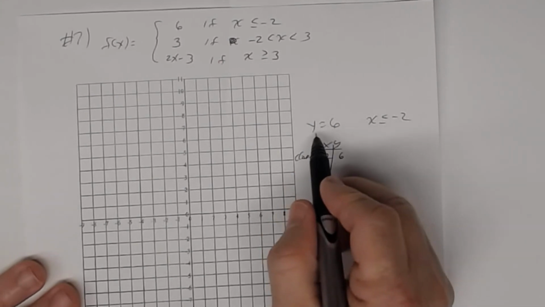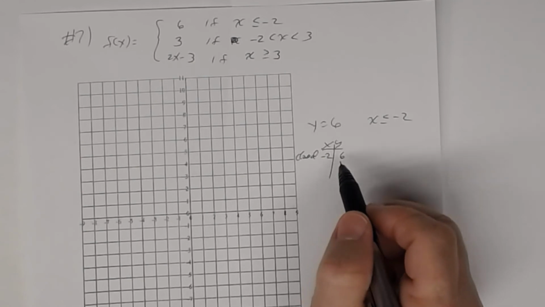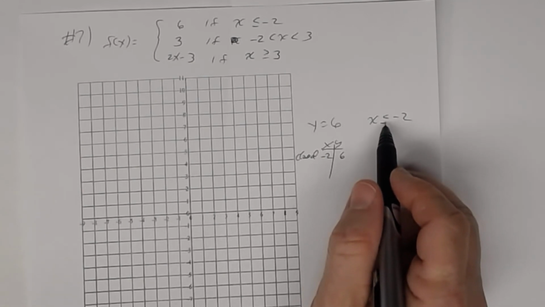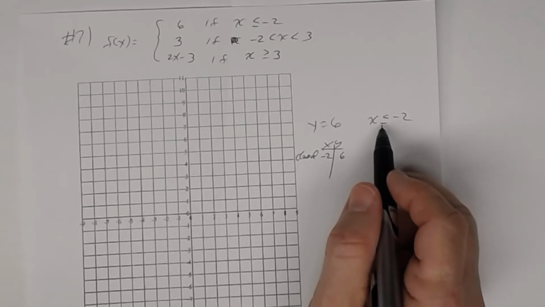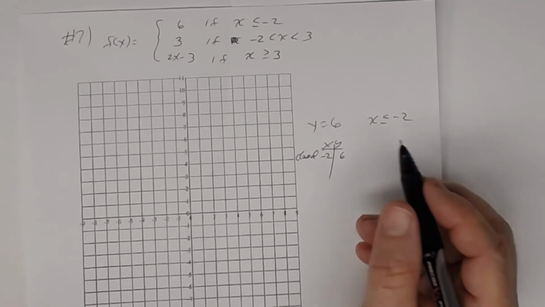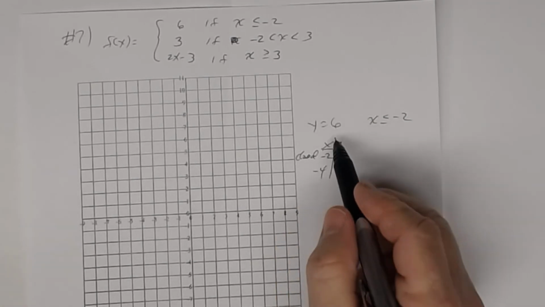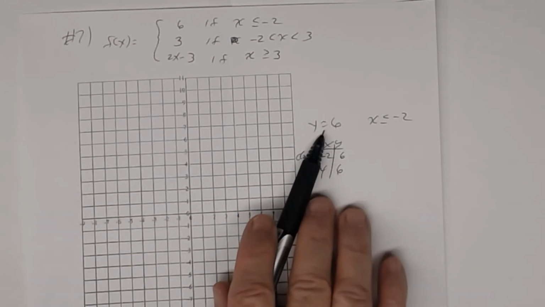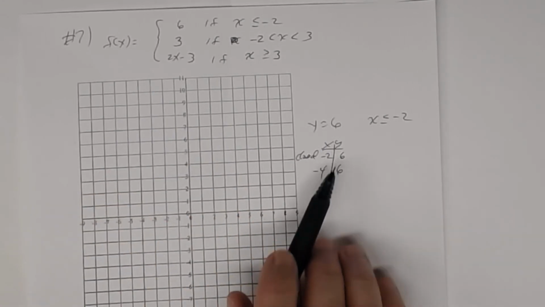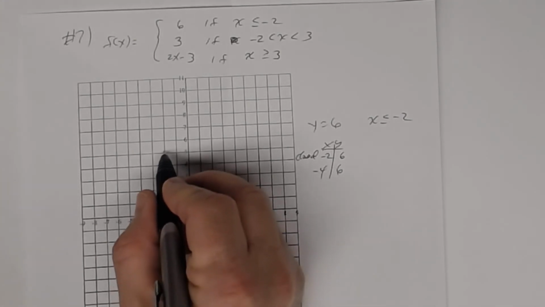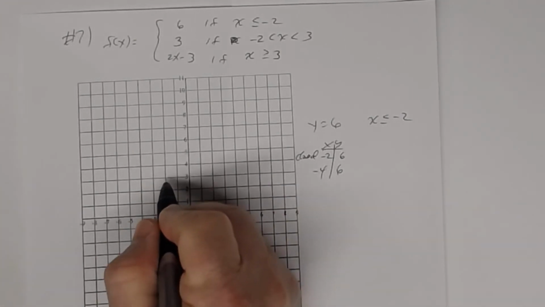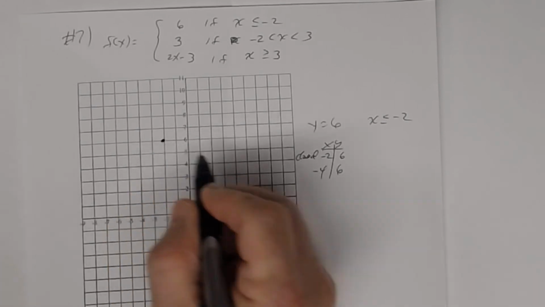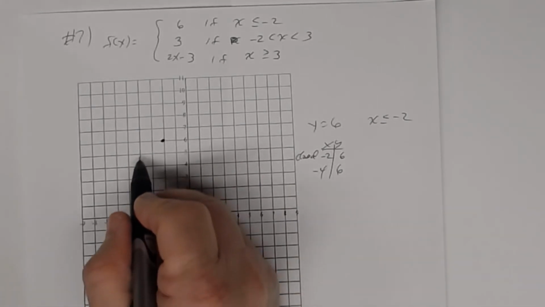And then to graph a line, I need 2 points. So give me another point. So another value of x less than or equal to negative 2 would be, let's say, negative 4. When x is negative 4, I get y equals 6 as well. All right, so let's graph this piece first. All right, so negative 2, 6, closed circle. So negative 2, 6 is here. And then negative 4, 6 is here.